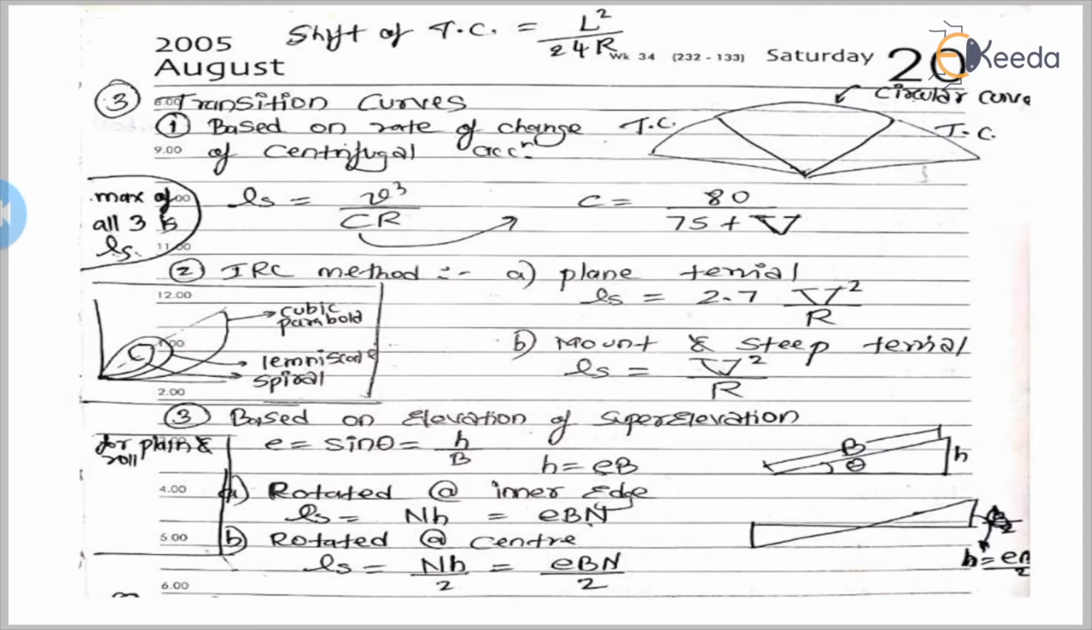Here I have shown the three types of transition curve: cubic parabola, lemniscate and spiral. The inner one is the spiral, the middle one is like a dumbbell shape, which is the lemniscate, and the outer one is the cubical parabola. The spiral curve is adopted in Indian highways as the length is inversely proportional to the radius of the curve.